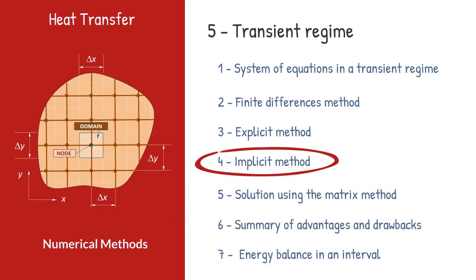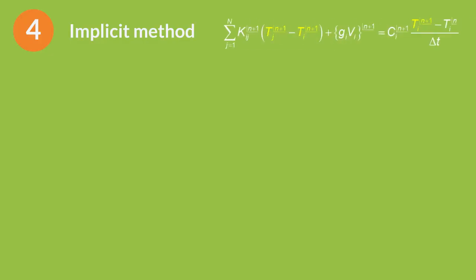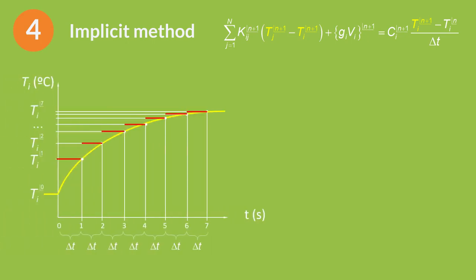The implicit method. In the implicit method, the energy balance is made using the values of the instant n+1, which is the one we want to calculate. It is then considered to provide a backward difference approximation to the time derivative. This is equivalent to approximating the continuous function by a step function, assuming that in the interval between instant n and instant n+1 the temperatures remain at the value of instant n+1.